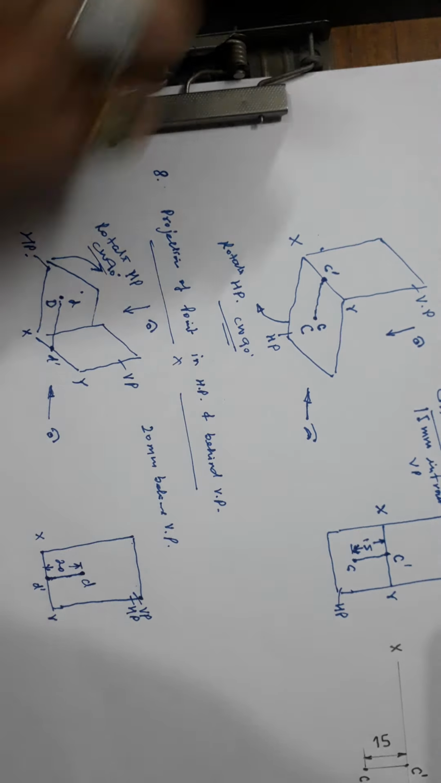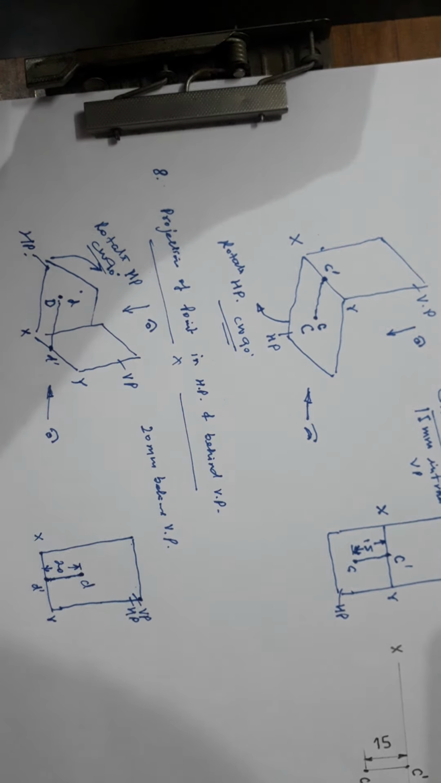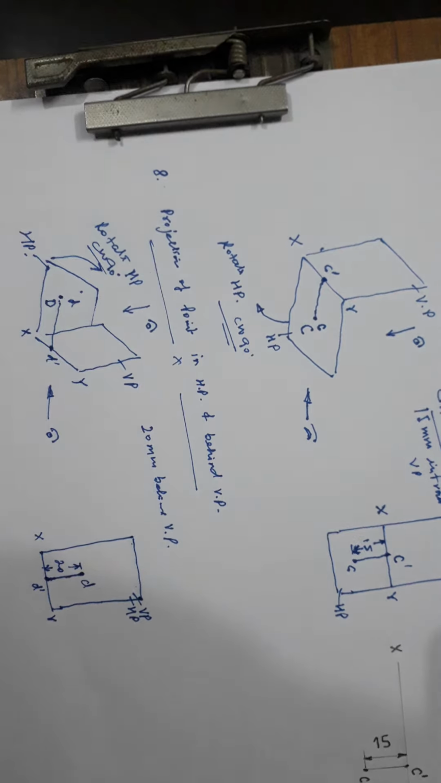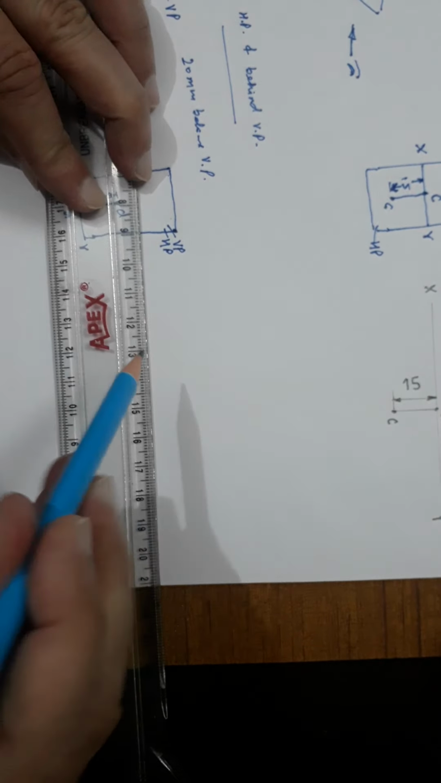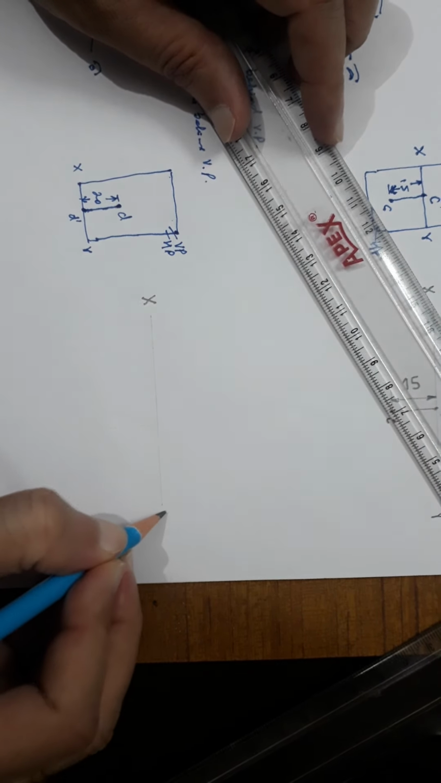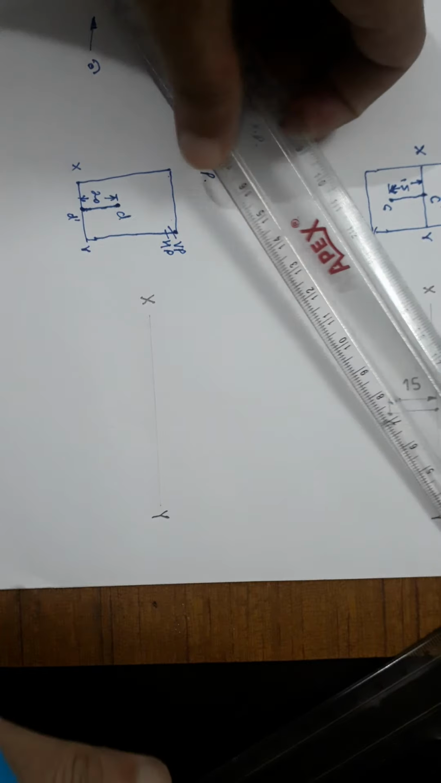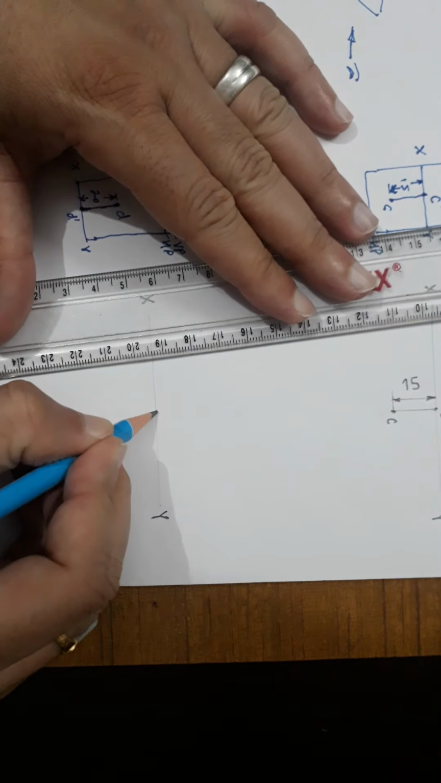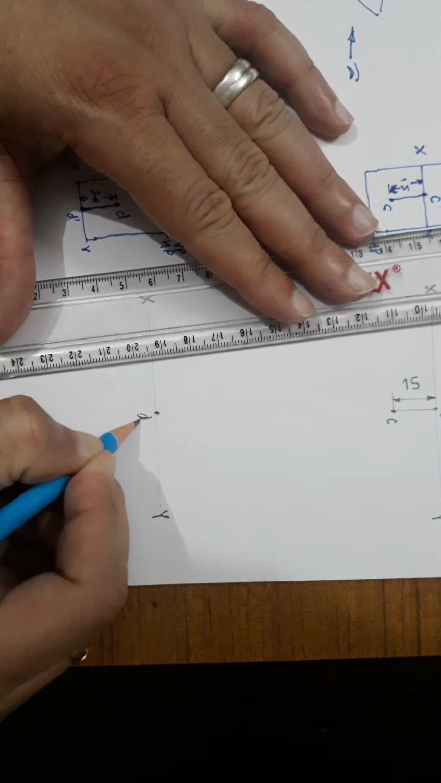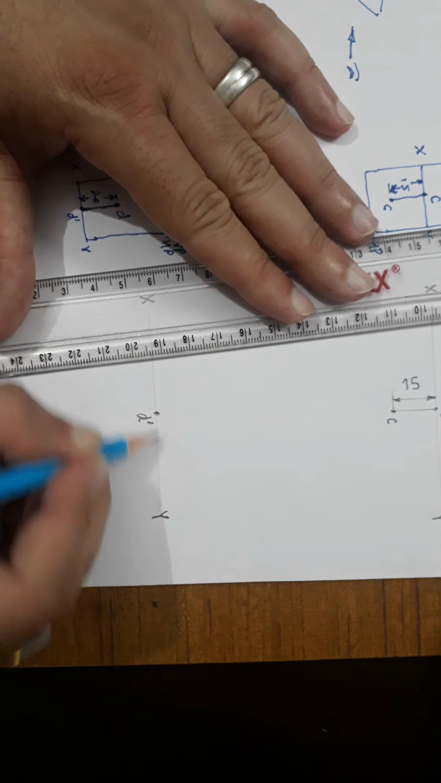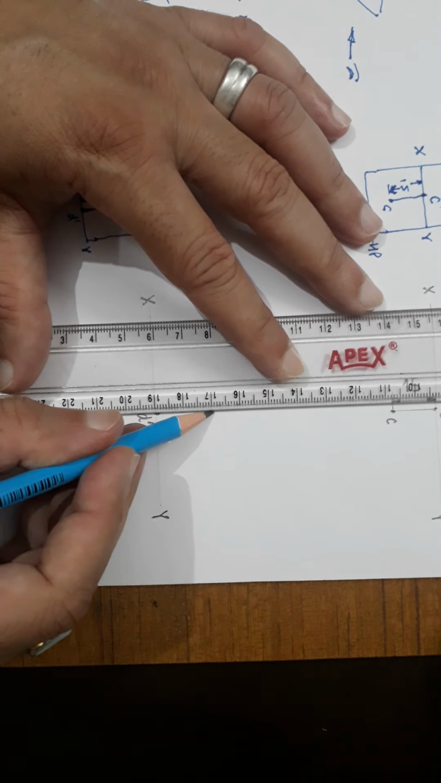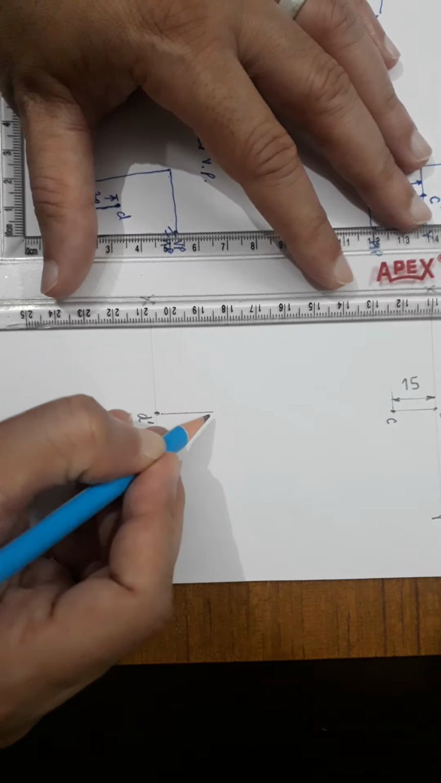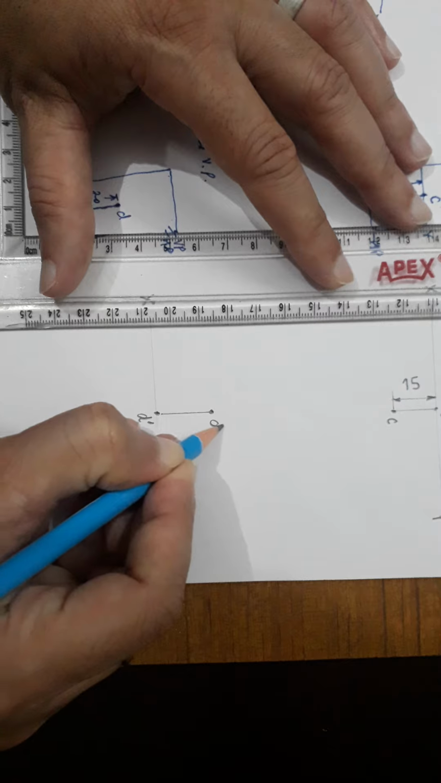Okay, so how to show this one on your sheet? Now I will tell you how to show. Just draw again the XY line, continuous thin, X and Y, and D dash is somewhere here on the XY line. You can put D dash anywhere on the XY line. Then D, the top view, is 20 mm above the XY line.